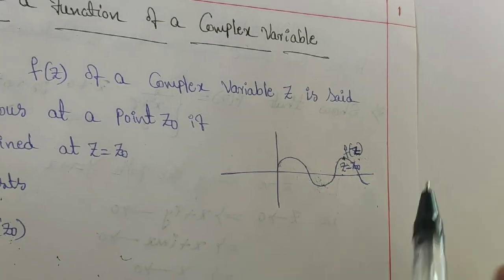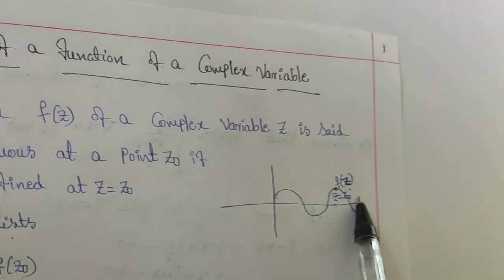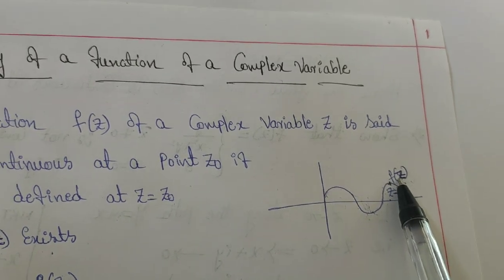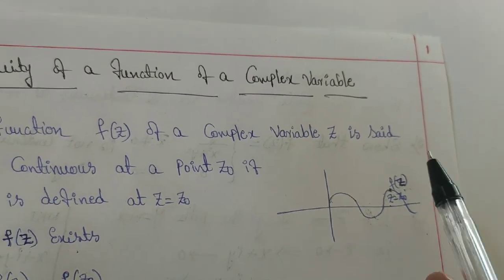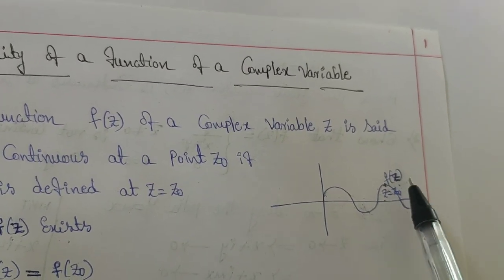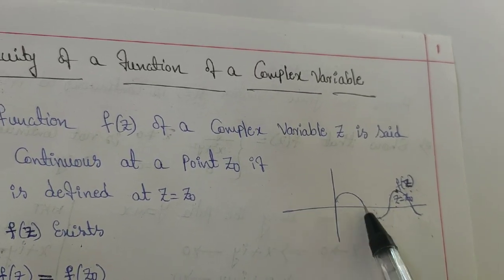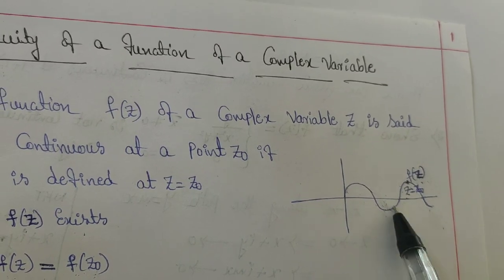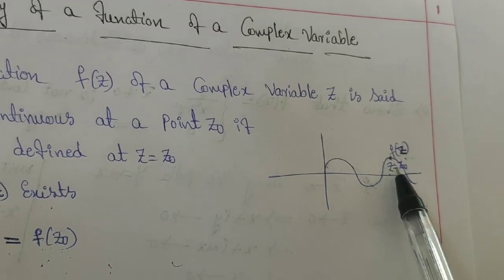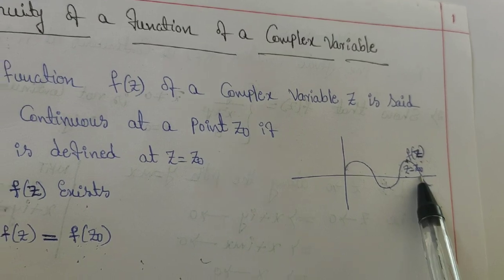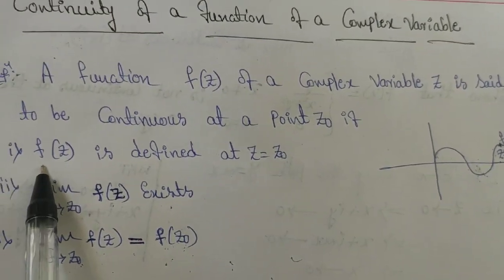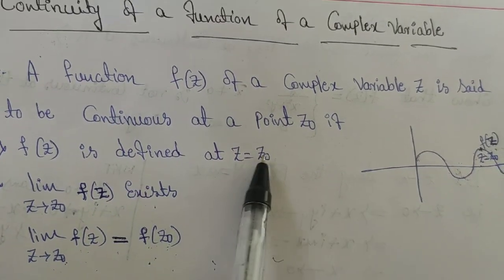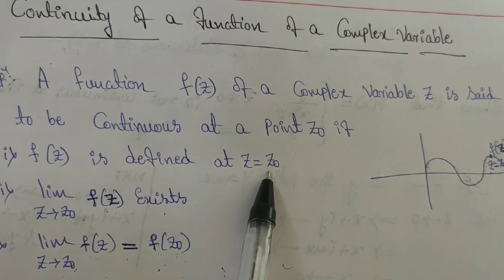Then when will the function become continuous? If the following three conditions hold, then we can say f of z is continuous. First condition: the function should be defined at some point in the continuous line. That means a function should be defined at some point. Here I choose that point as z0. That means f of z is defined at z0.